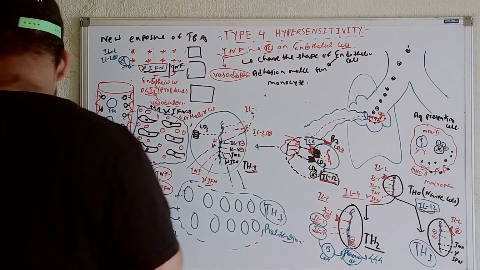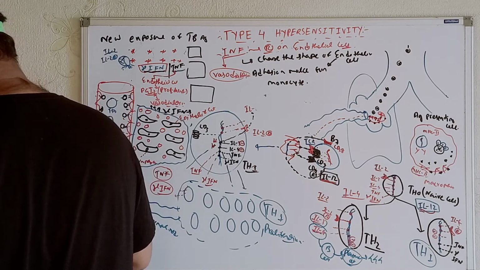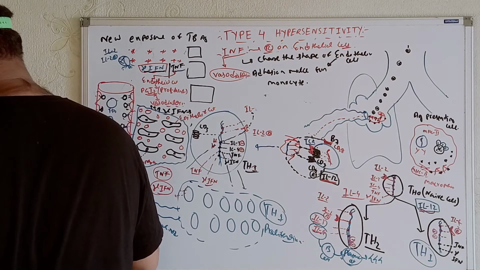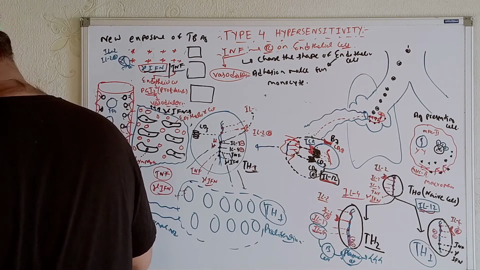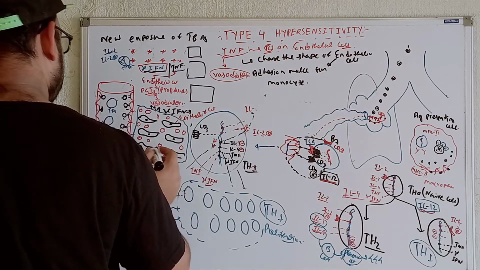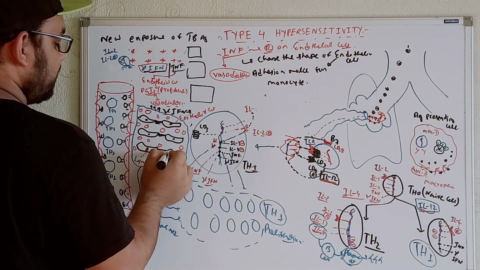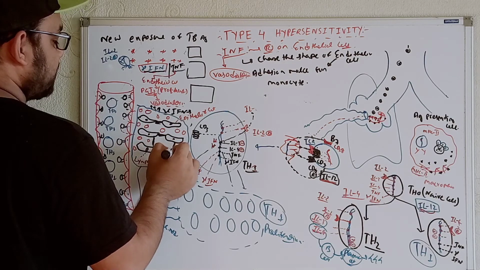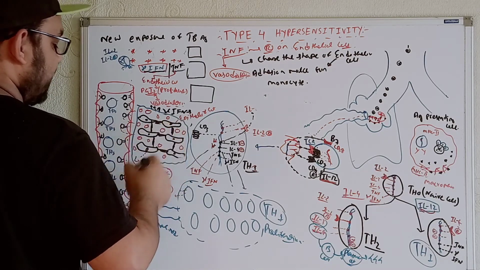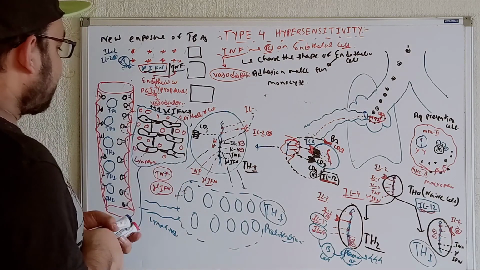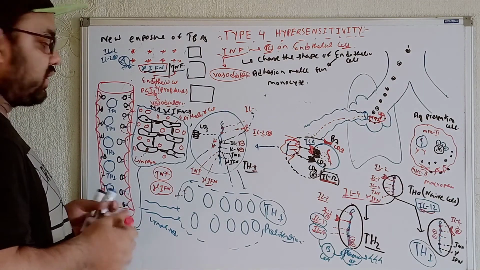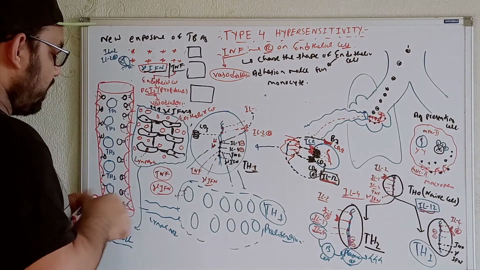Further, from these portions, for the production of more gamma interferon, we will get the fusion of these cells. And whenever we get the fusion of these cells, they are known as giant cells. Further, these cells can also produce different kinds of growth factors.